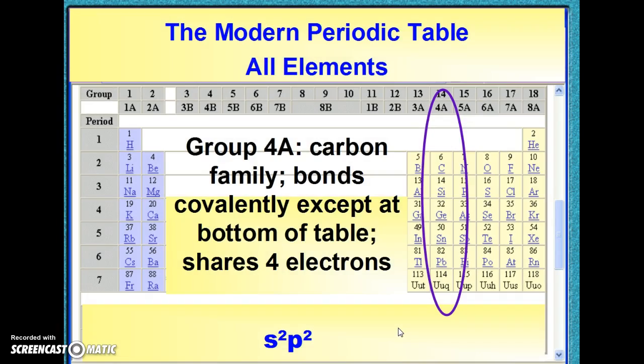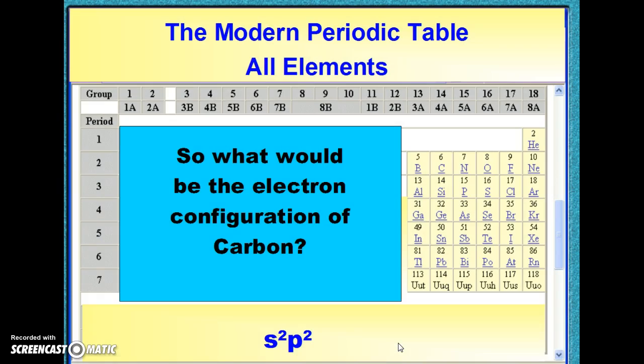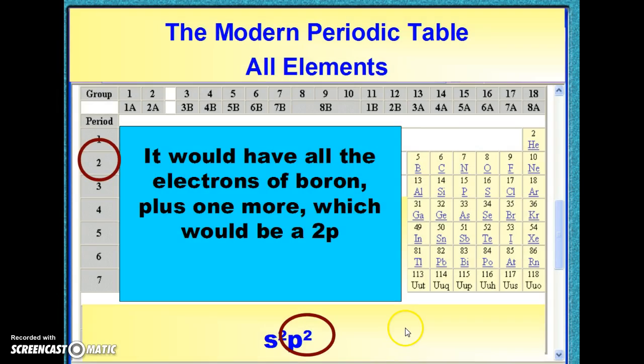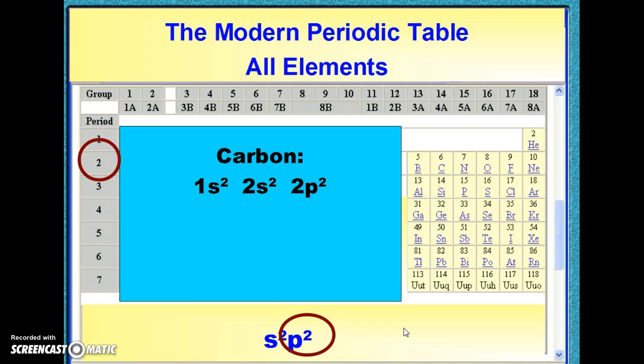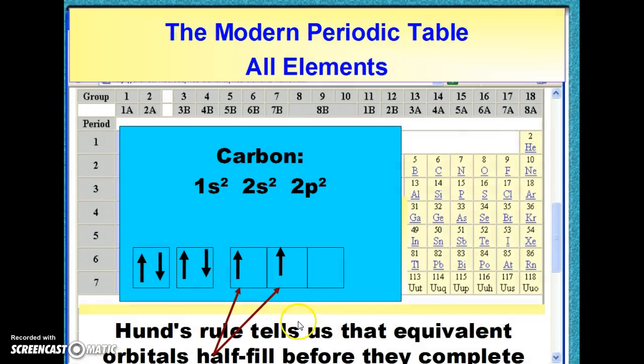Moving to the carbon family, these bond covalently, except right down here with tin and lead, which can form ionic bonds. These have 4 electrons to share. So what would be the electron configuration of carbon? To have all the electrons of boron plus 1 more, and that would be a 2p electron. So carbon, 1s2, 2s2, 2p2. And there is the boxes. Hund's rule tells us that the equivalent orbitals, 1, 2, 3 orbitals, half fill before they completely fill.